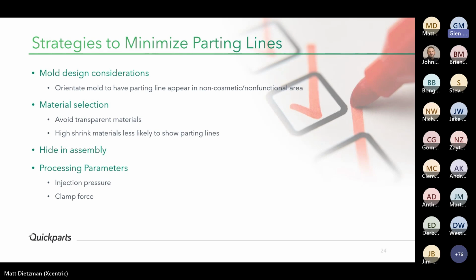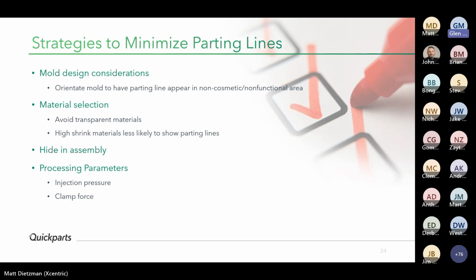Parts that aren't forward facing, meaning non-cosmetic parts, something in your general assembly that the customer doesn't see. Parting lines on those types of parts can be hidden depending on the mating pieces that surround it. Obviously, the processing parameters at the press itself.